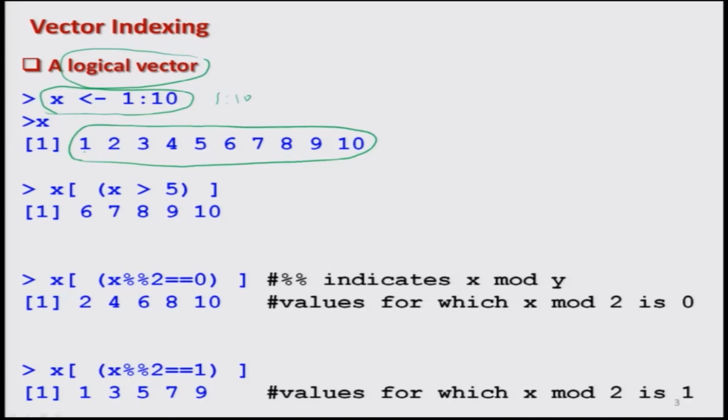Now, suppose I want to get the values which are greater than 5. From our basic knowledge, we can see 1 is not greater than 5, 2 is not greater than 5, 3 is not, 4 is not and 5 is also not greater than 5. But 6, 7, 8, 9, 10 are greater than 5. So I want to extract these values using R programming.